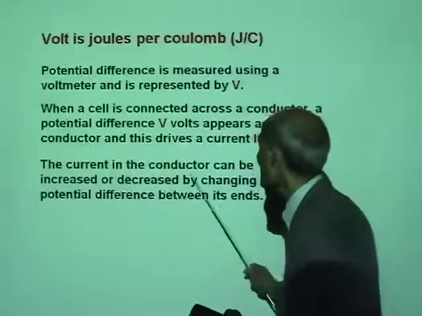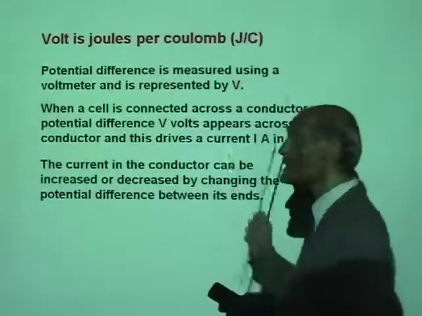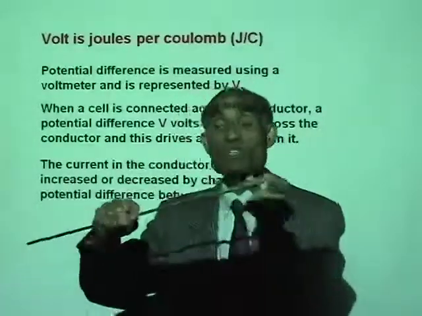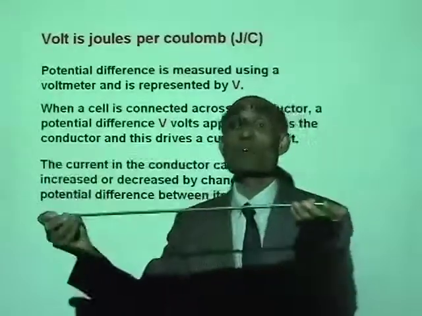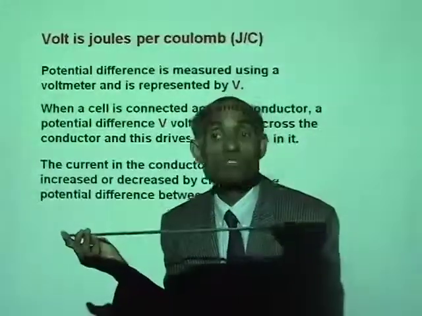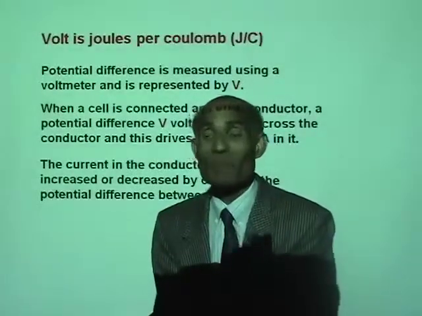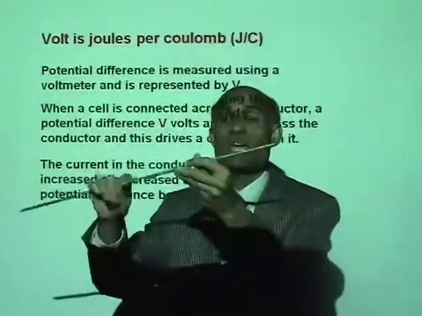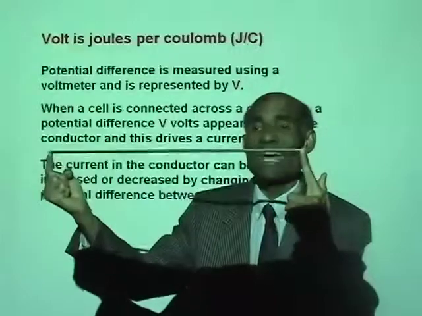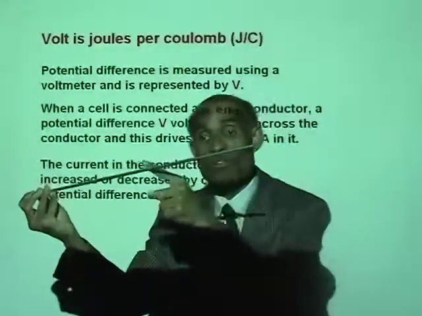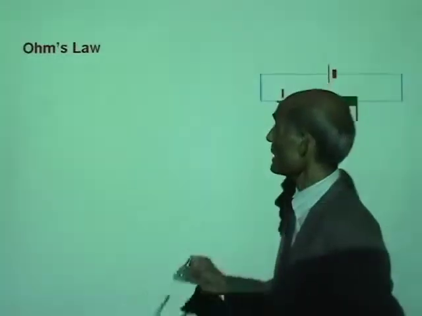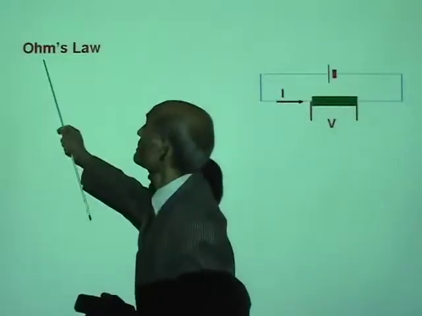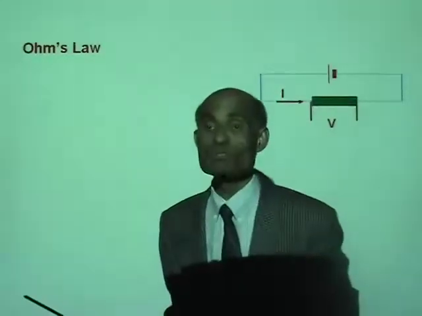Now, the current in the conductor can be increased or decreased by changing the potential difference. You see, if the potential difference is high, the current will be high. If the potential difference is low, the current will be low. That means there is a clear relationship between the potential difference between the ends of a conductor and the current that flows in it. The relationship between potential difference and current is given by this law. It is called Ohm's law.